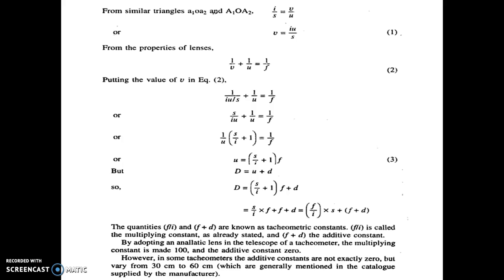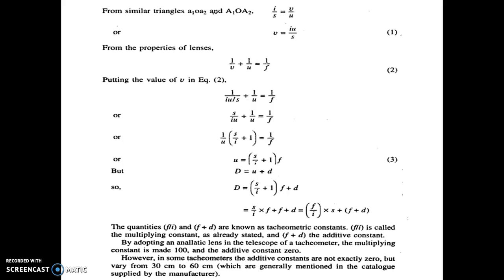From the properties of lenses, we already know that 1 by u plus 1 by v is equal to 1 by f. By equating this, we already have the value of v, so we can substitute that value in equation 2. We will get the equation at the end as u is equal to (S by i plus 1) the whole product of f.